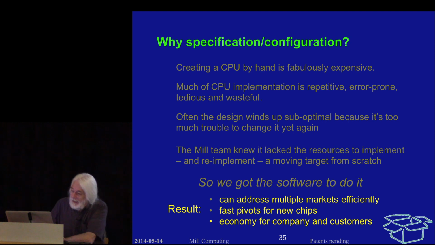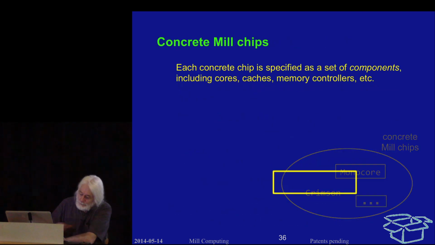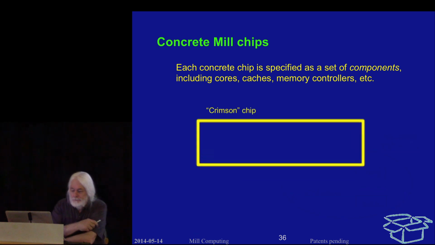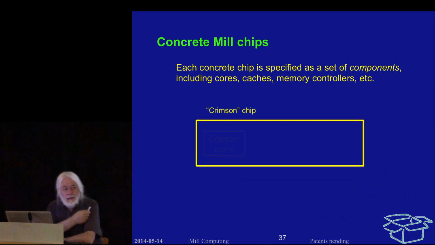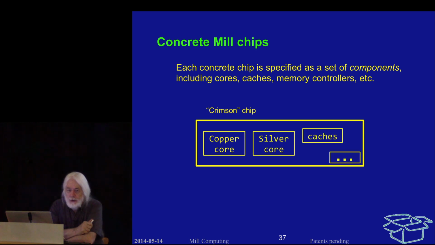So, taking a particular chip, such as Crimson, that's a two-core chip, and furthermore, the two cores are not the same. It's got a copper core and a silver core in it. Mixed core structures are not all that common. Think of the Sony Cell, which had eight of their funny cores and one PowerPC.